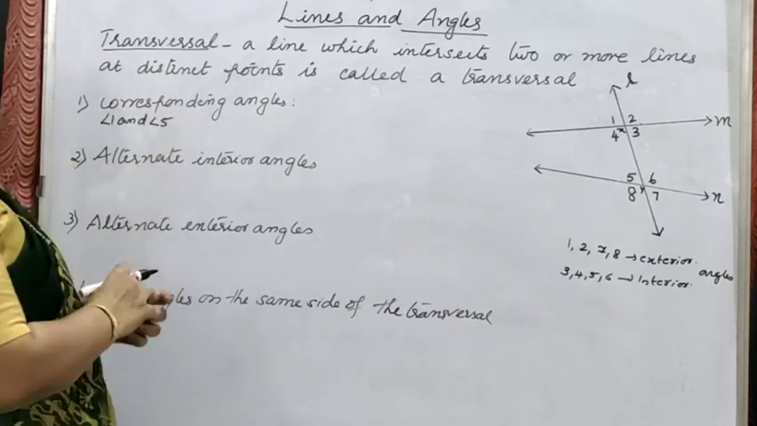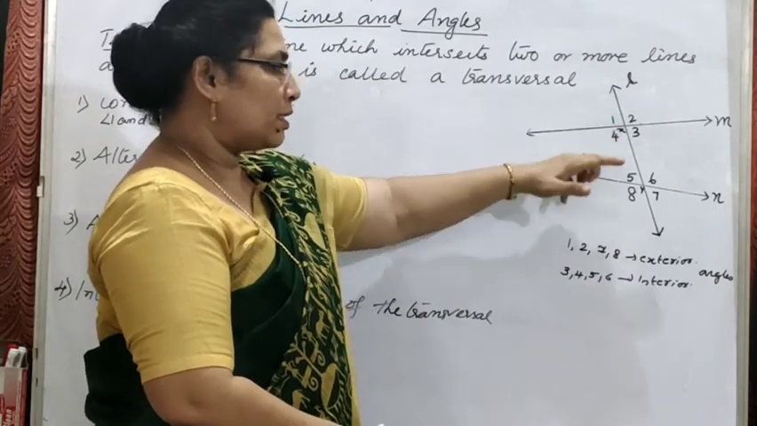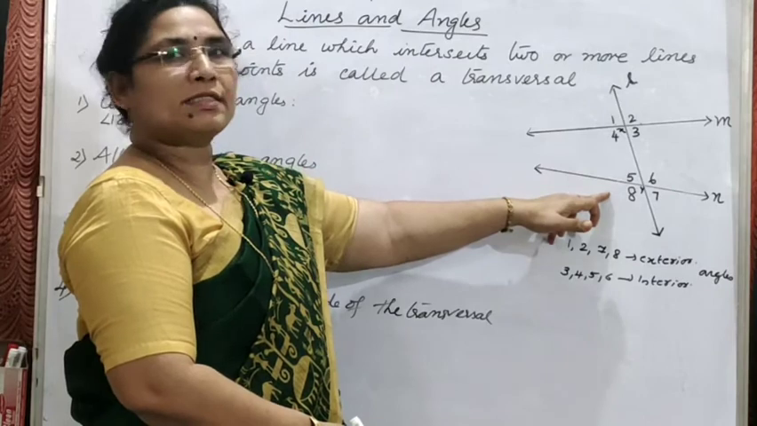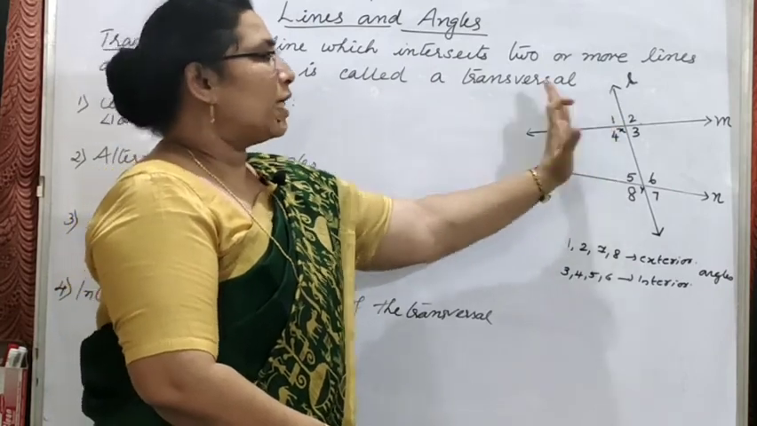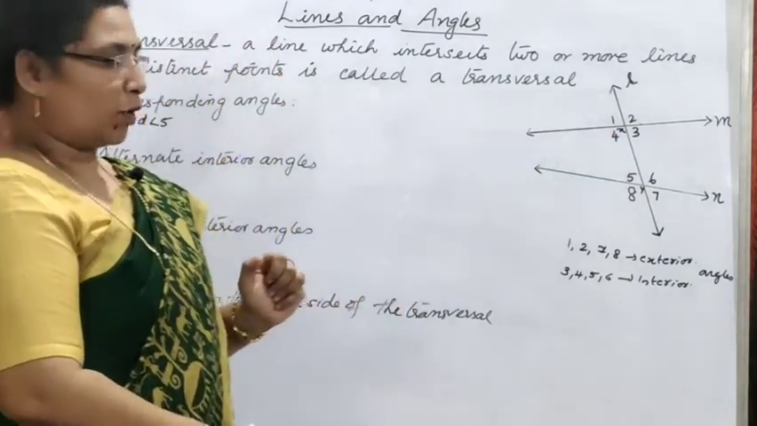So how are we deciding corresponding? Angle 1 is above the line. Similarly 5 is also above the line. One is with the first line, the other with the second line. Now which side is it? Left side of the transversal. So 1 and 5 are the corresponding angles.